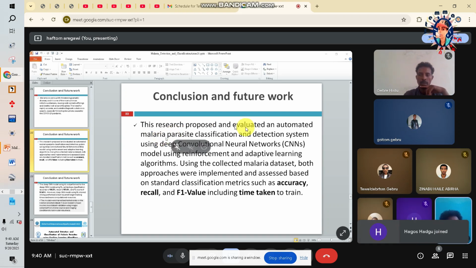The research proposed and evaluated an automated malaria parasite classification and detection system using a deep convolutional neural network model with reinforcement and adaptive learning algorithms. Using the collected malaria dataset, both approaches were implemented and assessed based on standard classification metrics such as accuracy, sensitivity, F1 value, including time taken to train. Right?